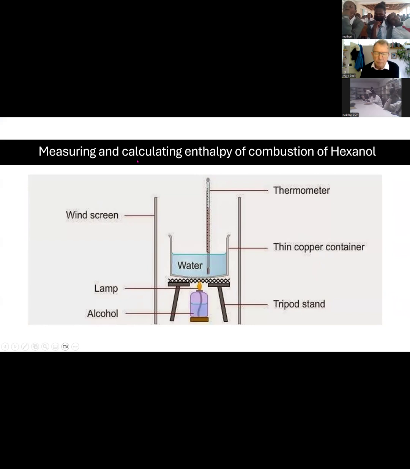This is the setup. This is exactly how you might be asked if you were doing paper 3. You have often a glass, but sometimes copper beaker with some water that you have to have measured. You measure the initial temperature. You weigh the alcohol burner. You set light, you put it out, you weigh it again, and you look at the thermometer.